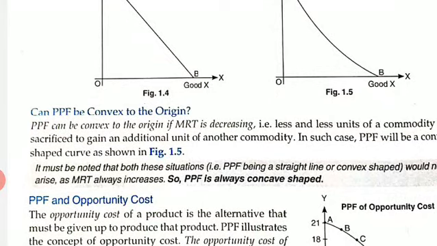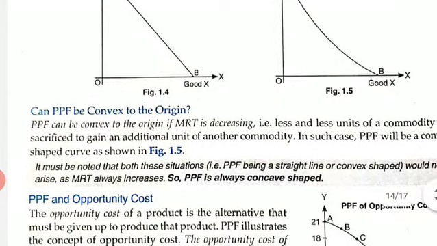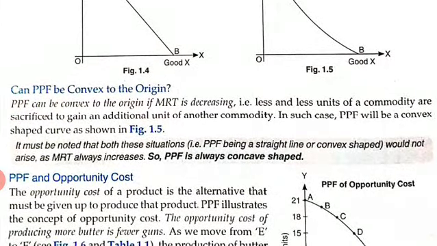It must be noted that both these situations, that is PPF being a straight line or convex, would not arise as MRT always increases. So PPF is always concave in shape. But these are the two situations. When MRT is constant, it will be a straight line. When MRT is decreasing, it will be convex. When MRT is increasing, it will be concave. But MRT always rises. So because of that, the PPF is always concave in shape.